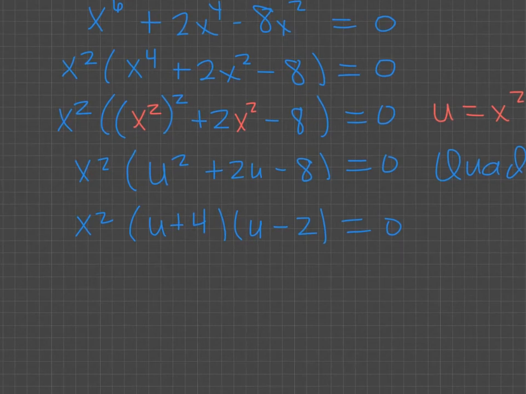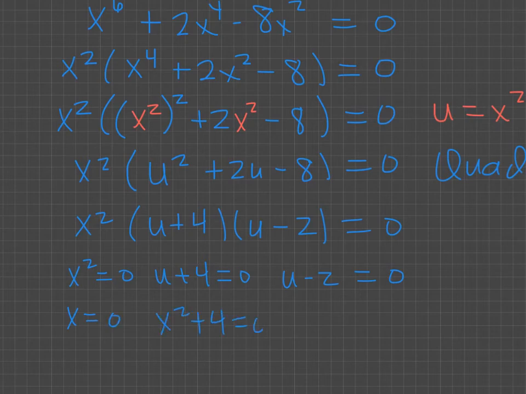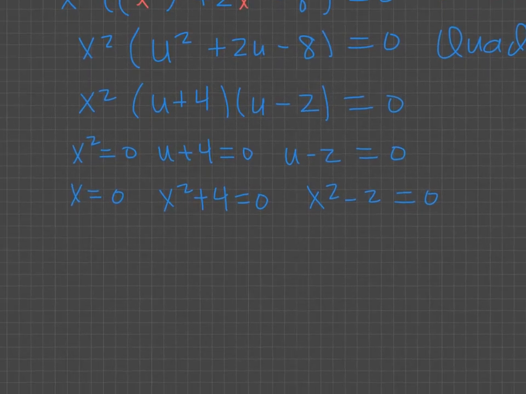And now we have x squared equals 0, u plus 4 equals 0, u minus 2 equals 0. Now, the thing is, we do not really want u, we want x. So we're going to make the replacement back and say we have x squared plus 4 equals 0 and x squared minus 2 equals 0. Okay, so a little bit more to do then.